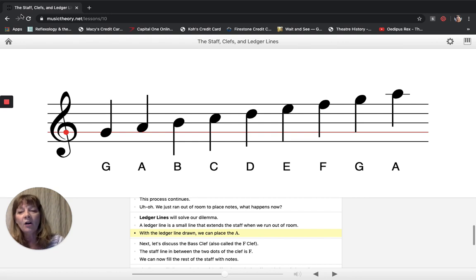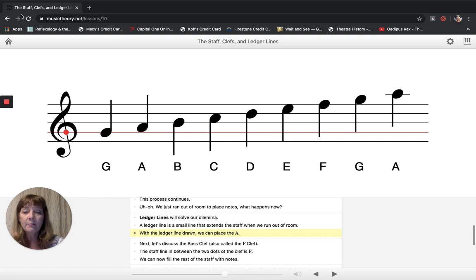If you look at all the lines on the treble clef, we have E, G, B, D, F, right? Think of every good boy does fine. E, every; G, good; B, boy; D, does; F, fine. Every good boy does fine. Those are the lines on the treble clef.